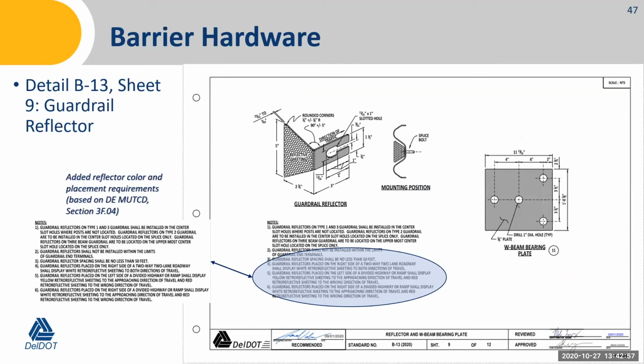So if you're on a two-lane roadway and your guardrail's on the right side, the sheeting should be white for both directions of travel. But if you're on the divided highway or a ramp on the left side, you should have yellow sheeting for approaching traffic and red sheeting for the wrong direction of travel. On the right side, it should be white for approaching traffic and red for wrong way traffic.